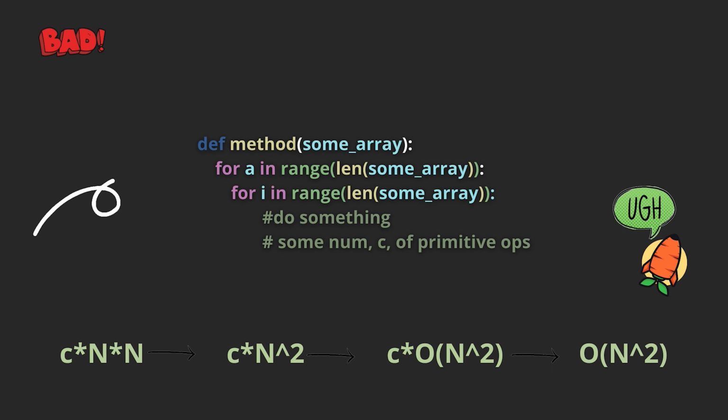This can then be simplified to c times n squared, which then can be represented by c times O of n squared, and then simplified to O of n squared, because again, we do not care about the constant.